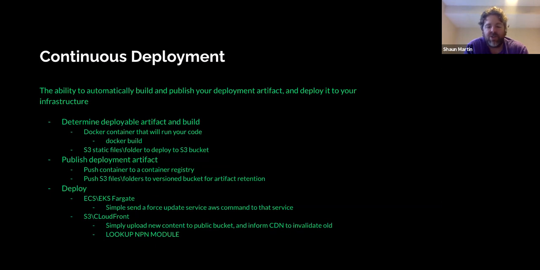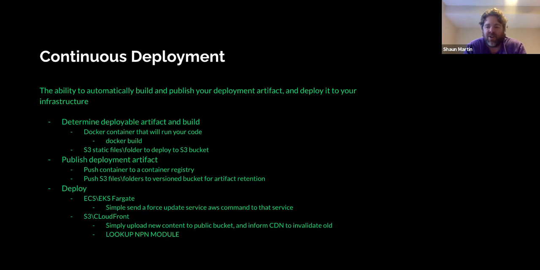And then you publish your deployment artifact. Like I said, if it's Docker, you push to your container registry. If it's S3 files, you push it to the S3 file version bucket for the artifact retention or to deploy it. And then finally, you do the switch-up. Like I said, with ECS Fargate, it's just a simple force update, and it grabs the newest image from your task definition. There's nothing else to do.